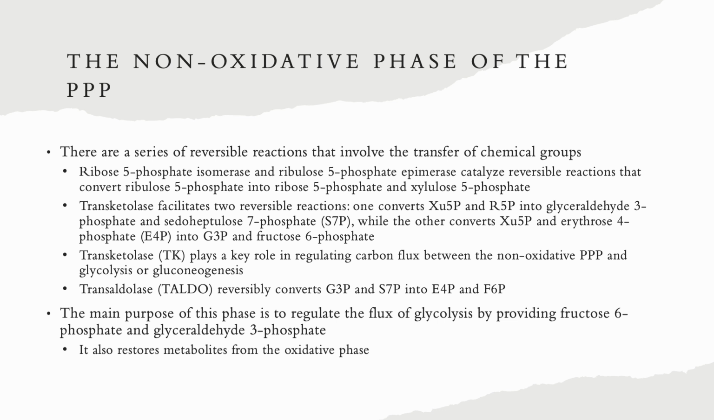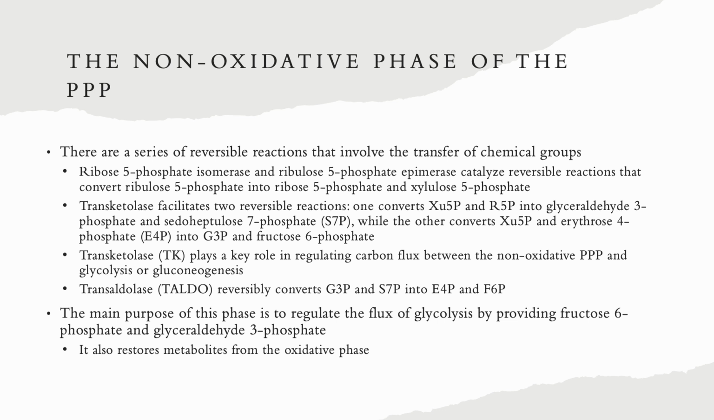So now on the non-oxidative phase of the PPP, there are a series of reversible reactions that involve the transfer of chemical groups. Ribose 5-phosphate isomerase and ribose 5-phosphate epimerase catalyze reversible reactions that convert ribose 5-phosphate into ribulose 5-phosphate and X5P. And these next couple of reactions I'll show in better detail in a diagram on the next slide in a second.